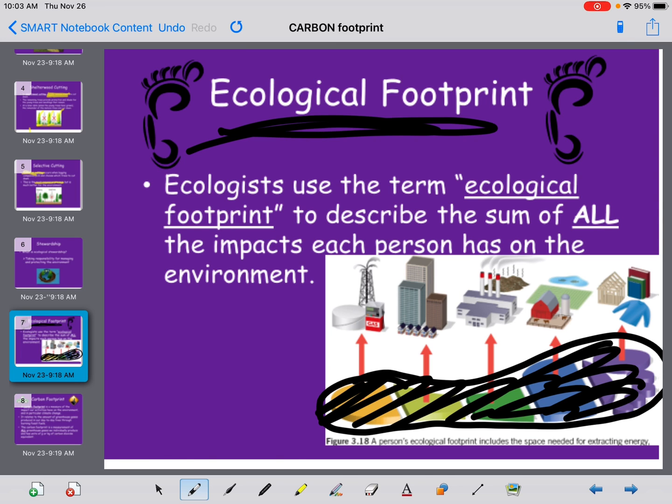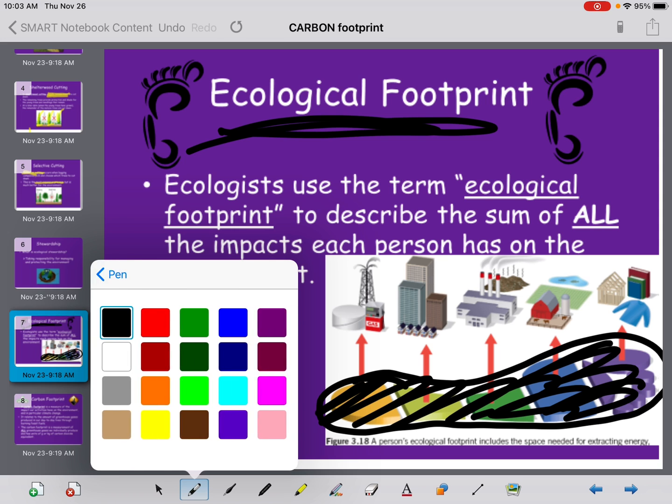So most of the, let's pick a different color here. I don't know if that's going to show up properly.